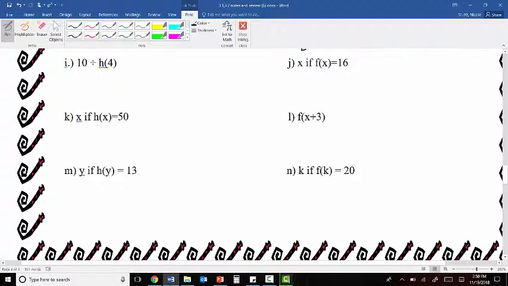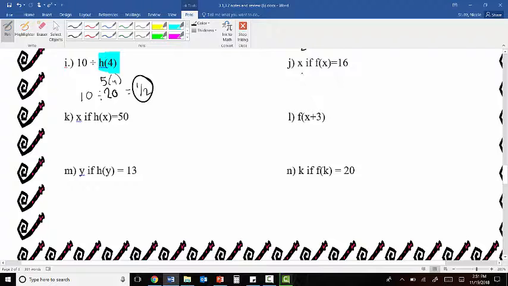Letter I, again, we have an h function in the problem. So we need to evaluate h of 4 before we can do anything. And then we'll throw in the division symbol and the 10. So we'll just ignore that for right now. H of 4 means we're going to do 5 times 4. And actually, you should do that before anything. So you're going to get 20. And then they want you to take 10 and divide it by that answer of 20. So 10 divided by 20 is going to get you 1/2.